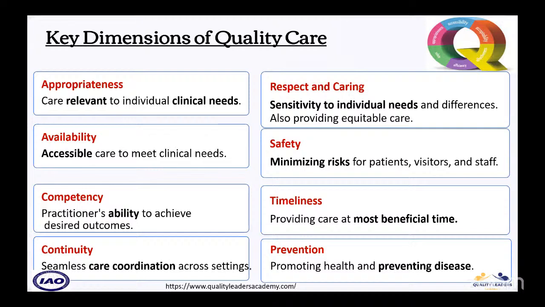It's minimizing the risk for everyone. So safety is non-negotiable. It's the foundation upon which all other quality rests. If care is not safe, nothing else matters. Minimizing the risk for patients, visitors, and staff. We'll be talking about patient safety in future chapters, but for now, understand that safety is preventing harm from the care itself. Preventing medication errors, preventing falls, etc.